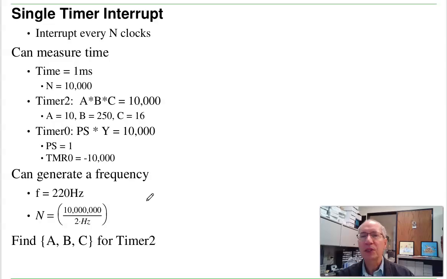With timer interrupts, there's a couple things you can do. I could have a single timer interrupt. With that, I can measure time or generate a frequency. For example, if I want to measure time to 1 millisecond, then set n to 10,000. For timer 2, that would be a times b times c is 10,000. And one combination that works is 10 times 250 times 4.